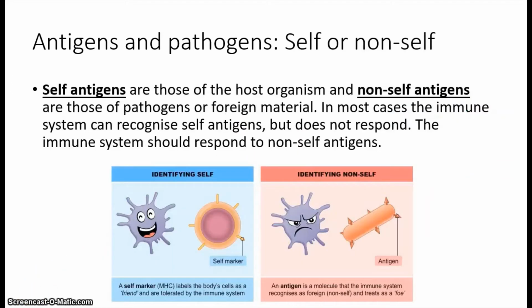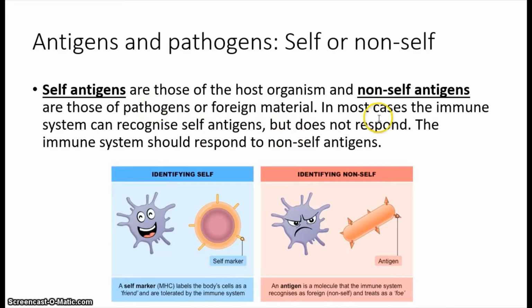Of course, antigens aren't just unique to belonging to a particular pathogen. We also have what are called self-antigens, and these are of our host organism. So on our cells, we have particular molecular markers that tell our immune system that this is us, and there's no need to respond. But also when we have a pathogen inside us, these represent non-self antigens, and those are of a foreign material or of a particular pathogen.